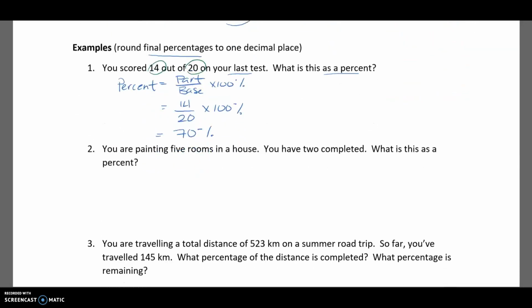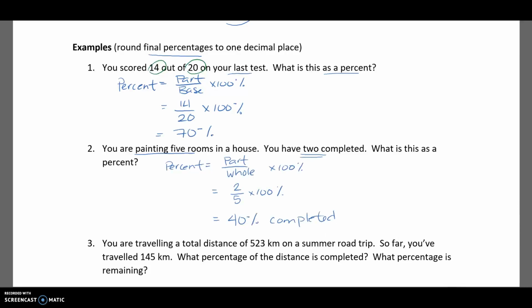Pause the video for a moment and try the next question. In this, you're painting 5 rooms in a house, and you've already completed 2 of them. We want to know, what is this as a percent? What is the percent of the job that's been completed? Pause the video and try this on your own. You should have identified that the base is the 5 rooms and the part is the 2 rooms. So 2 out of 5 times 100% tells us that 40% of this job has been completed.